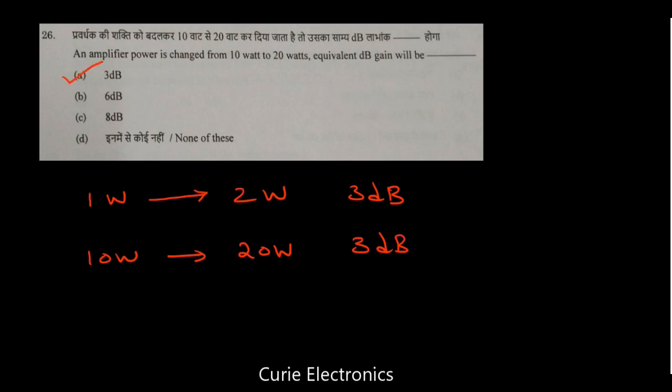But if we had 1 watt power and we made that amplifier half watt, then it is decreasing. It is becoming half. Similarly, we had 20 watt, then we made it 10 watt. Here also it is decreasing by half. This is the minus 3 dB change. This is known as minus 3 dB. Decreasing to just half is minus 3 dB.